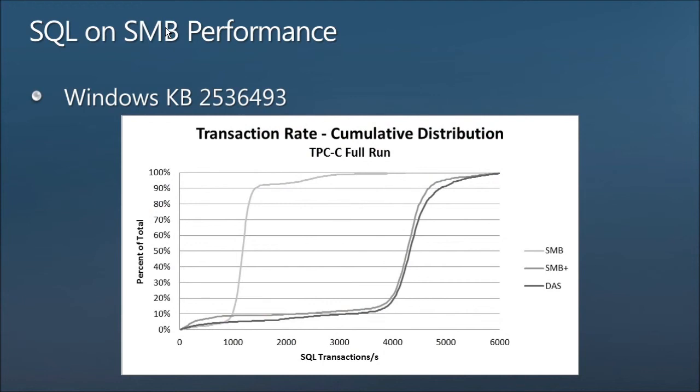So usually people will have concerns about the SMB file share performance. There's a Windows KB 2536493. This KB fixed the performance issue of the file server. So right now you can see the SMB performance is very close to the direct attached storage, which is the local disk.